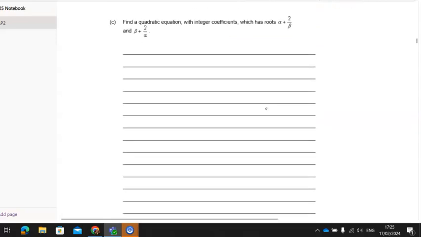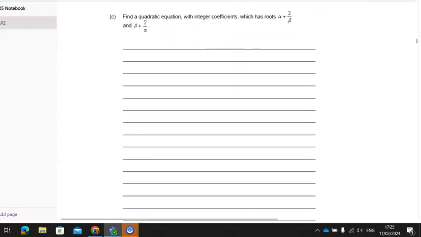Right, now we want to find a quadratic equation with integer coefficients. That's important. So we need to make sure our answers are integers. We can't have fractions in there, which has roots alpha plus 2 over beta and beta plus 2 over alpha. So I'm going to start off by adding our roots together. So alpha plus 2 over beta plus 2 over alpha.